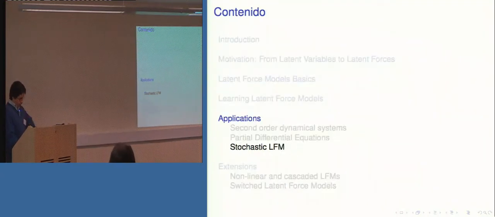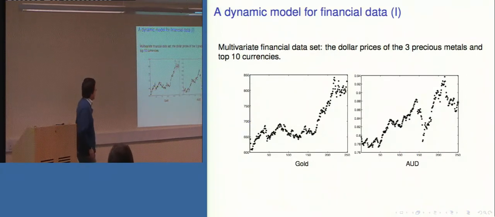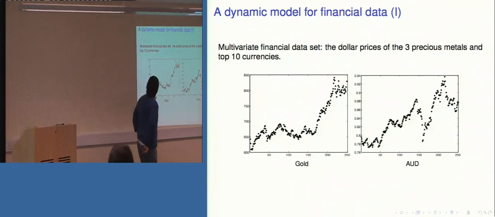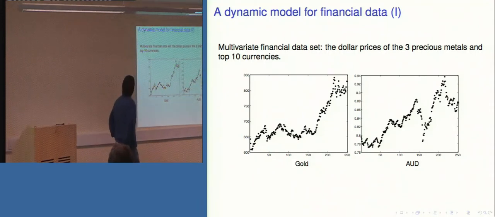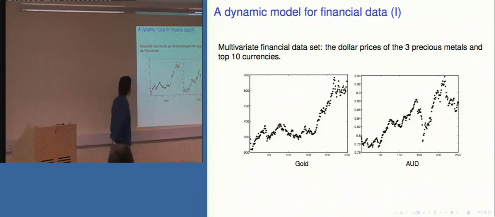Right. Okay. So one last example is with stochastic latent force models. This is an example with financial data. We have the prices of some currencies, 10 top currencies, and 3 precious metals. So that's some of the data we have.